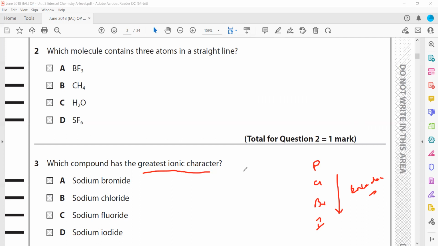So sodium with fluorine will have the greatest difference in electronegativity as compared to sodium with chlorine, bromine, or iodine. So which will have the greatest ionic character? That is C. Ionic character depends on the difference in electronegativity. A greater difference in electronegativity means greater ionic character.